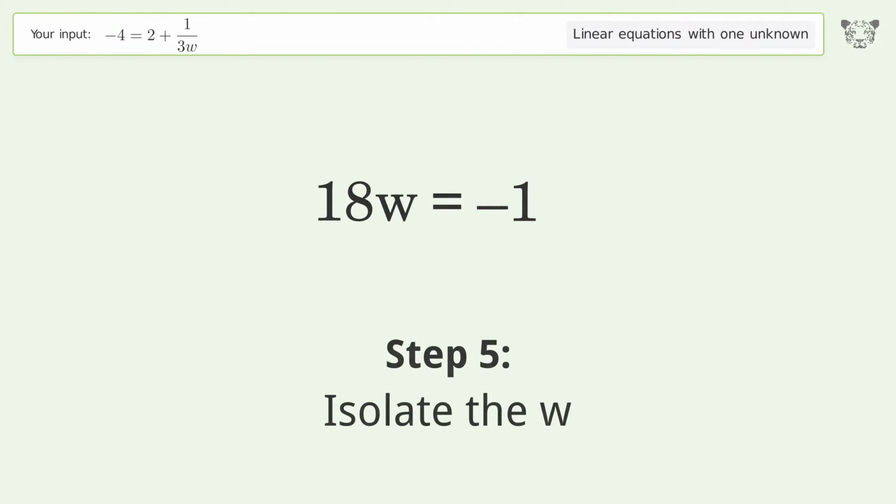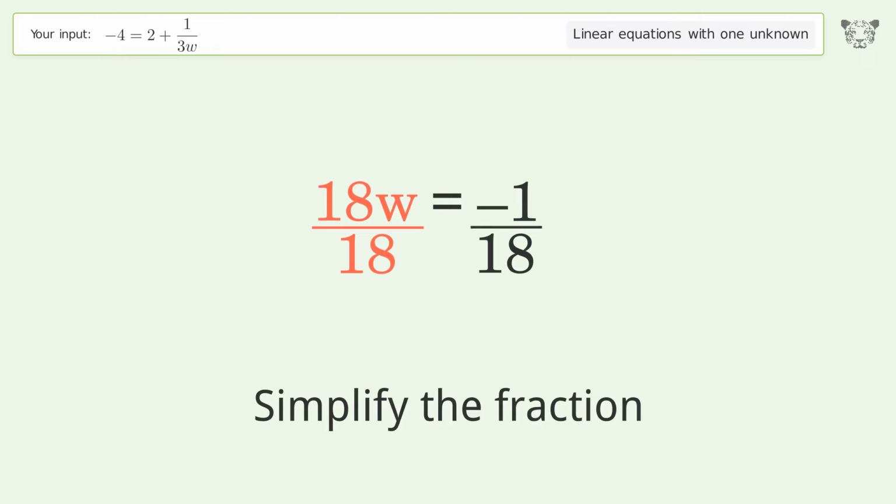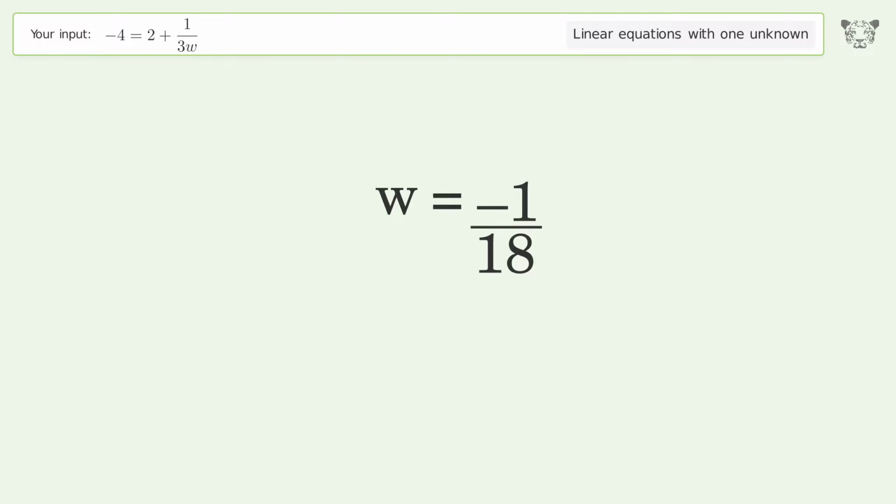Isolate the w. Divide both sides by 18. Simplify the fraction. And so the final result is w equals -1/18.